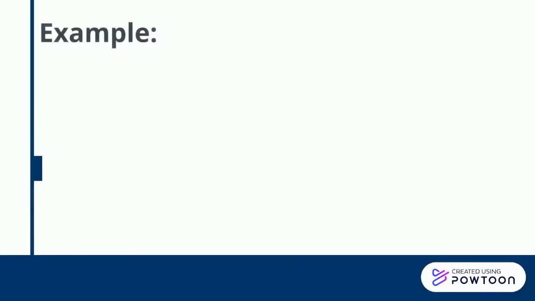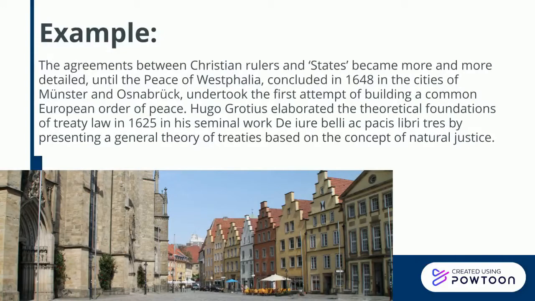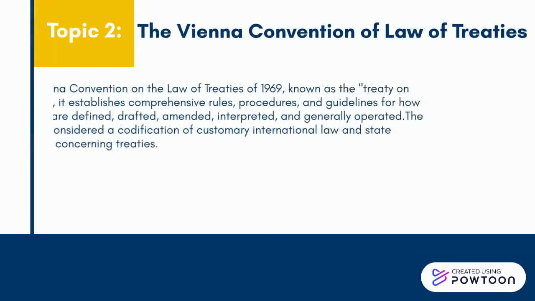Here's an example. The agreements between Christian rulers and states became more and more detailed until the Peace of Westphalia, concluded in 1648 in the cities of Münster and Osnabrück, undertook the first attempt of building a common European order of peace. Topic 2. The Vienna Convention of Law of Treaties.